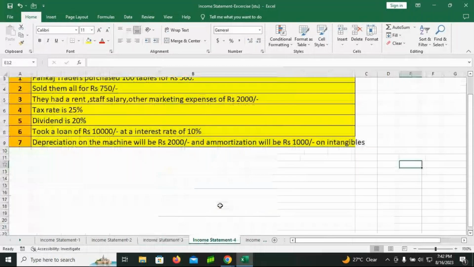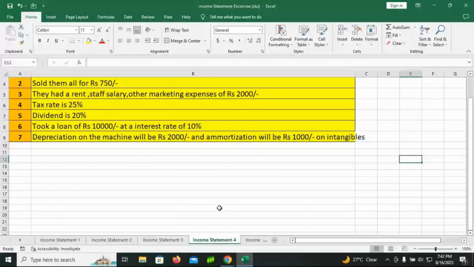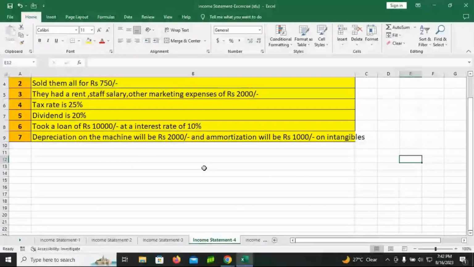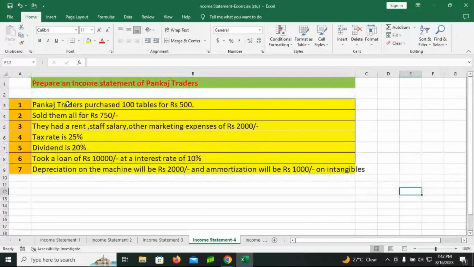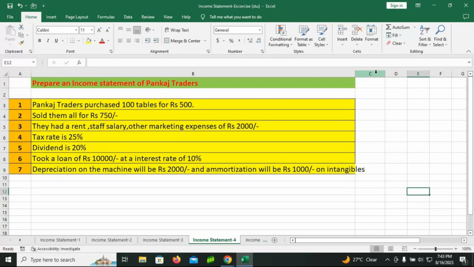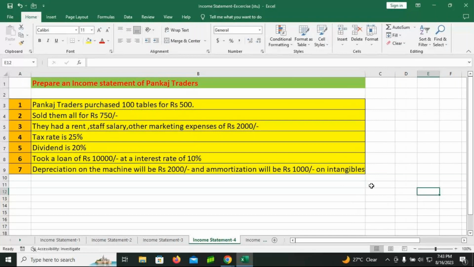So let's solve the fourth one. Now here let's consider, we have to create an income statement for Pankaj Traders. Pankaj Traders purchased 100 tables for rupees 500. Nothing else is mentioned, so here you have to apply the calculations. I'll just select some range and increase the font size.